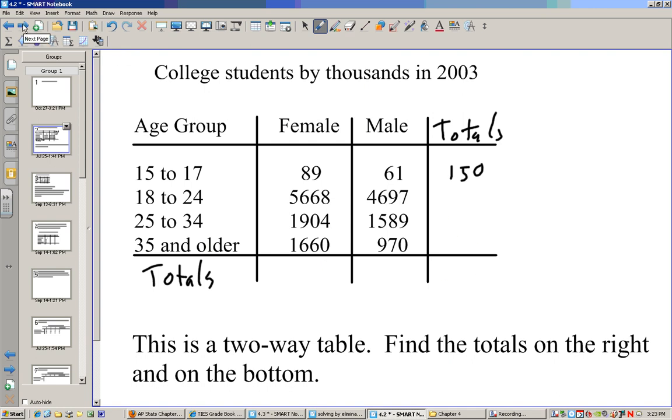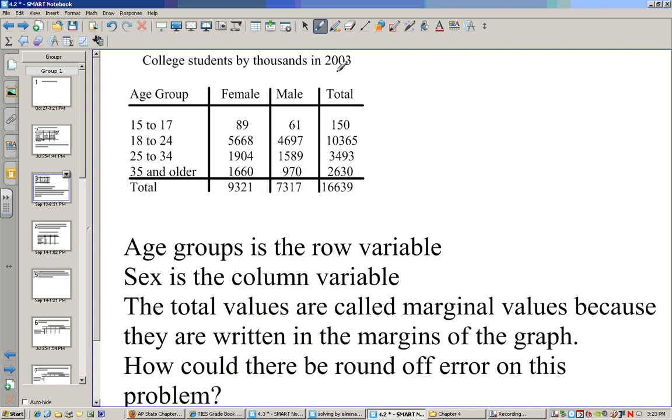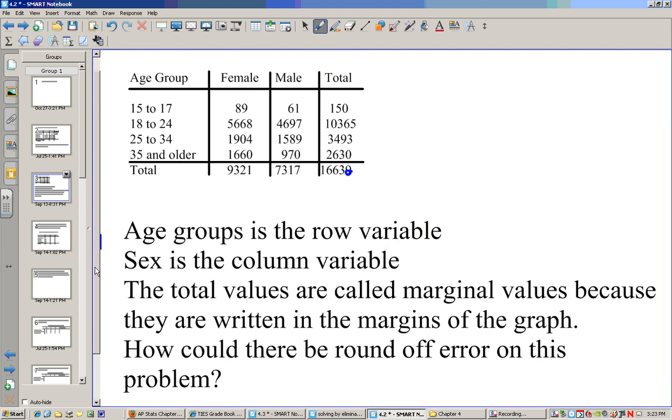All right, now the answers are right here. Actually, these aren't the answers. I forgot there's one thing that's wrong. This should be an 8. All right, now age groups are the row variable because they're described in the row. Sex is the column variable. Now, these are called marginal values because the totals are written in the margins of the data.